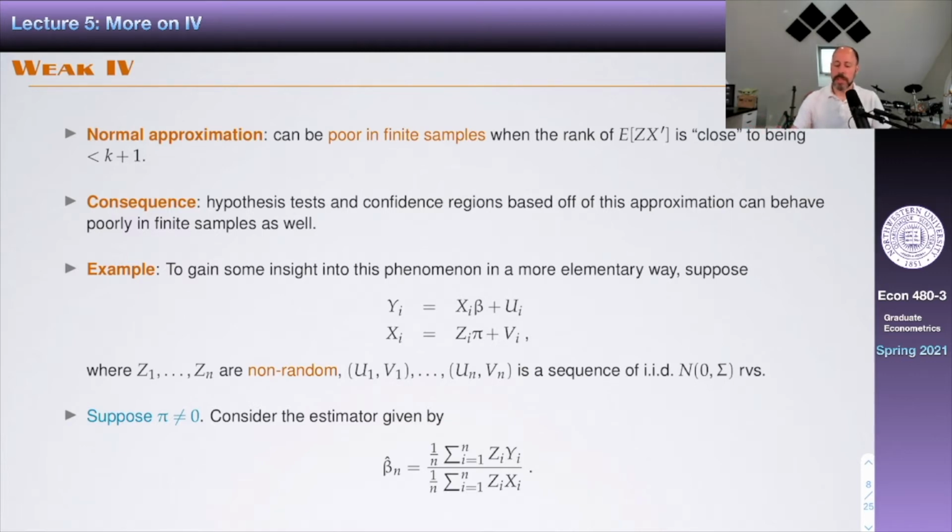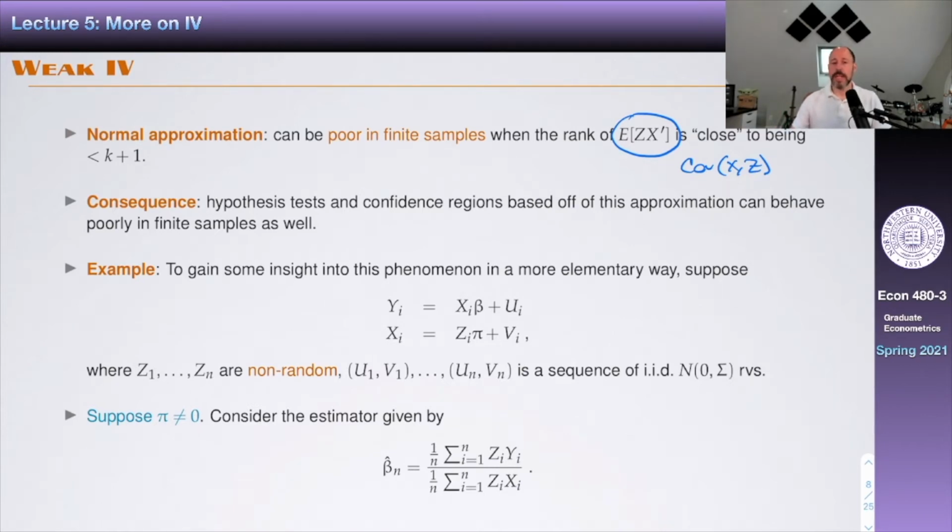Okay. And in particular, when you talk about the rank of this matrix, or you can just think about the covariance between X and Z in the scalar case, we want to do asymptotics in which this covariance is getting smaller and smaller as the sample size increases. And again, in order to understand that well, you need to introduce tools that I'm not covering in this class.